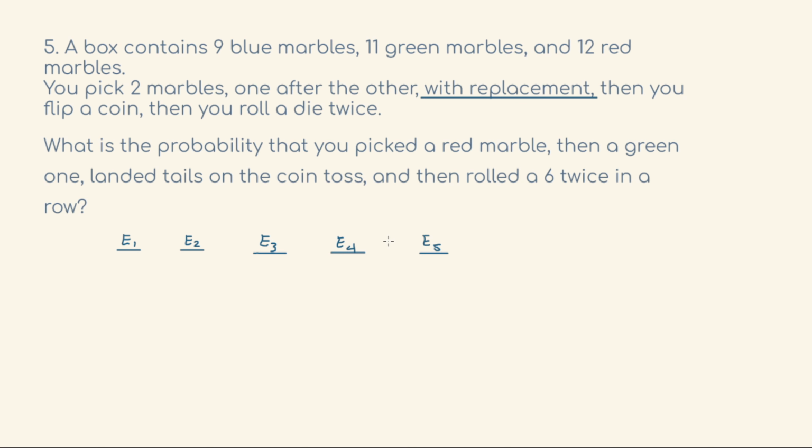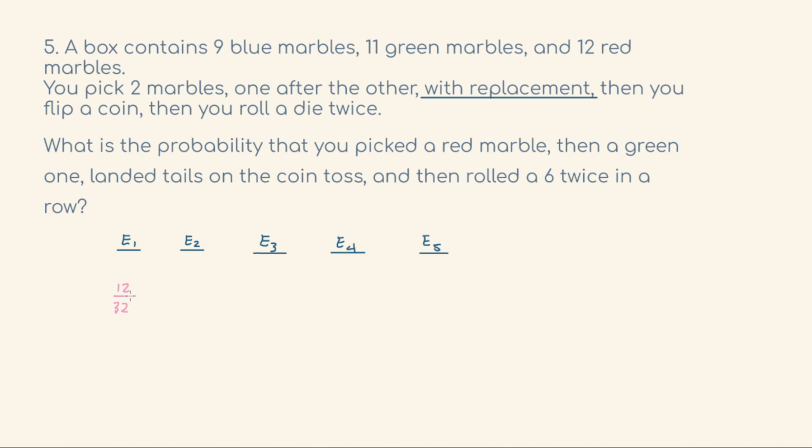Okay. So let's look at the first event here. It's the probability of picking out that red marble, right? Picking a red marble. So how many red marbles do I have in my box? In this case, it's 12. We've got 12 red marbles. So the chance of picking a red marble is 12 out of how many marbles? So let's add some numbers up here. 9 plus 11 is 20, plus 12, that's 32. So 12 out of 32 of my marbles are red. So we have a 12 in 32 chance of pulling out that red marble.